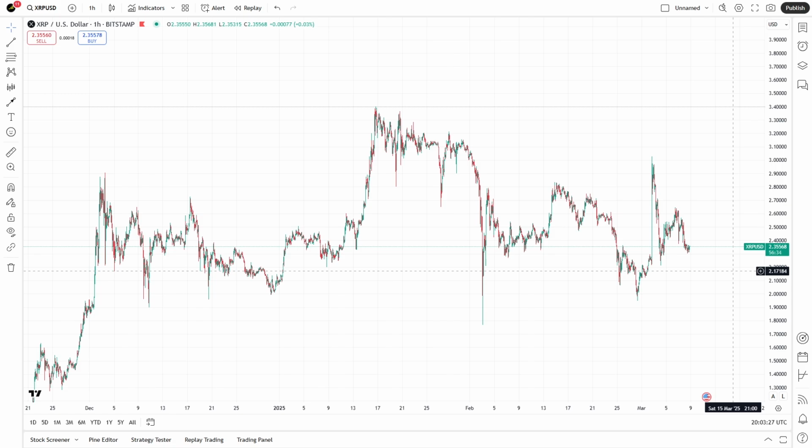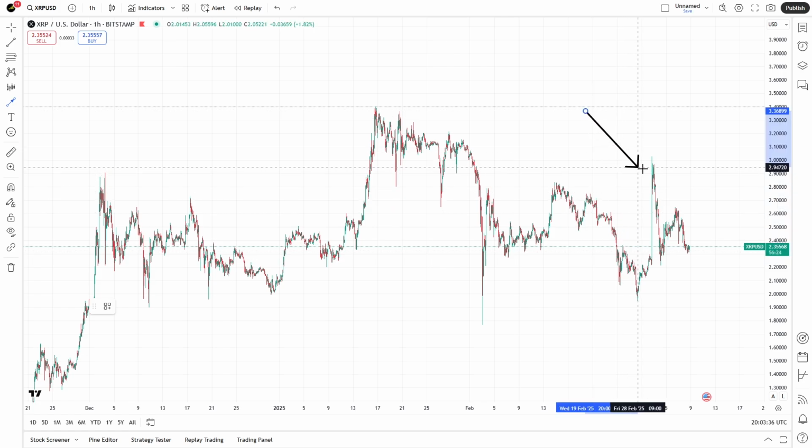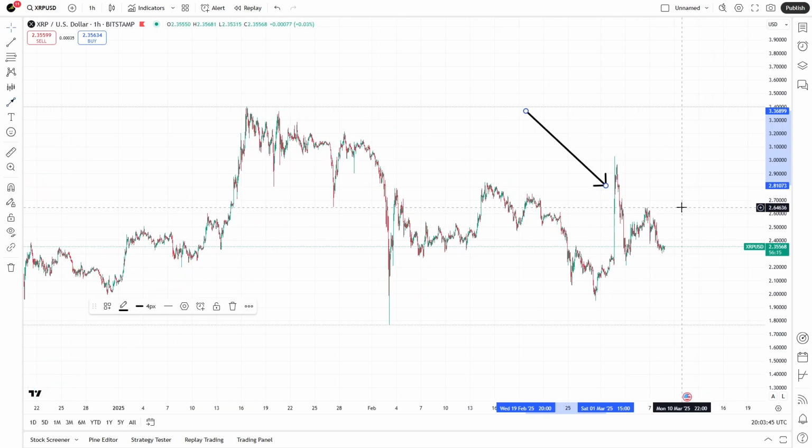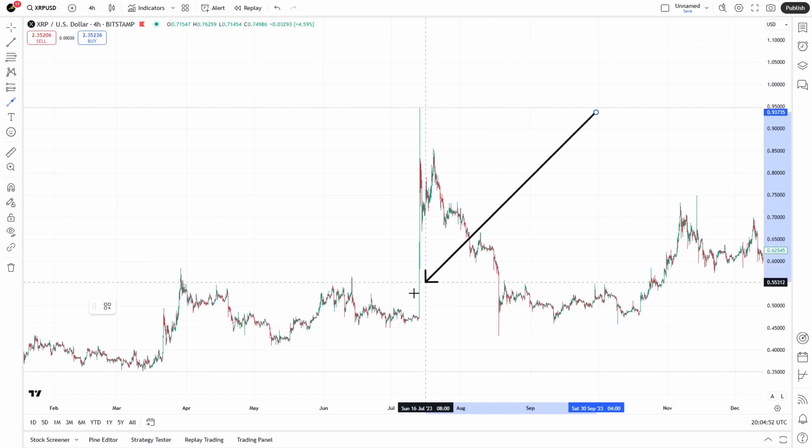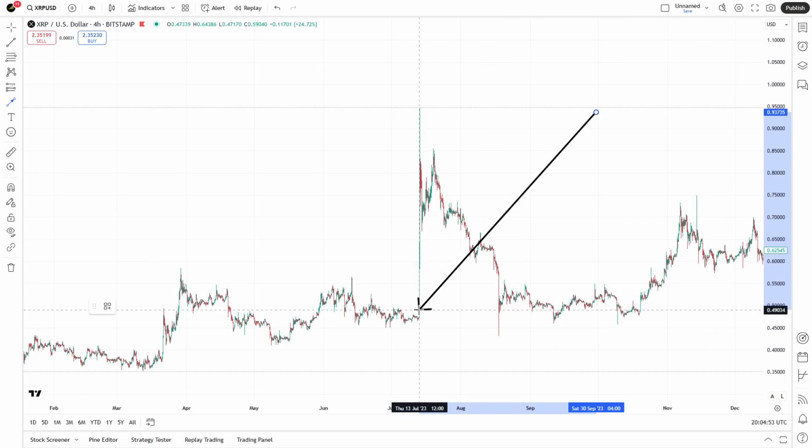So let's dive in. This is the XRP chart. What I find interesting is this move up and move down. I'd like to talk about this real quick. This is actually something that has played out before on the XRP chart. Let's go back to where it first took place. Okay, so the first iteration of this structure comes from July 2023.